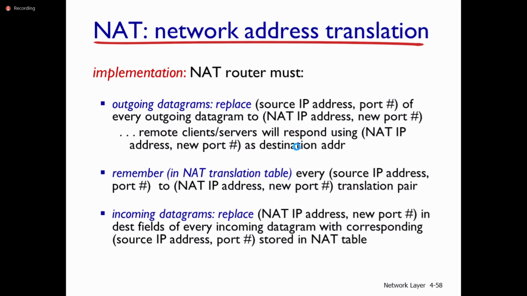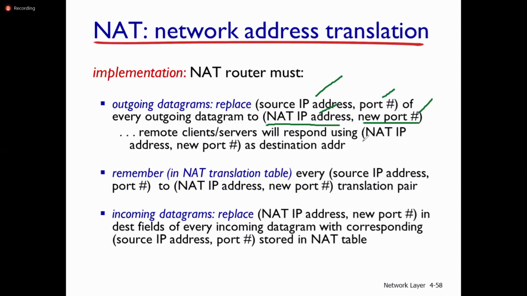So if you want to implement network address translation, the router must replace the source IP address as well as the port number of every outgoing datagram from the local area network with the NAT IP address and a new port number. The source IP address is replaced with the NAT IP address, and the port is replaced with a new port number.